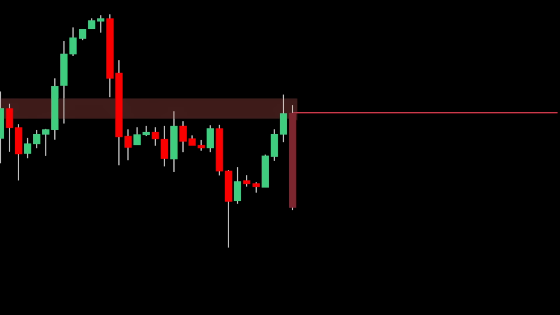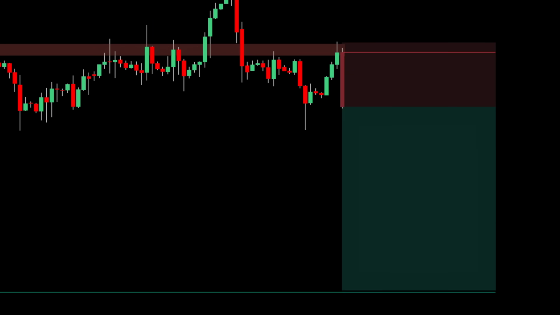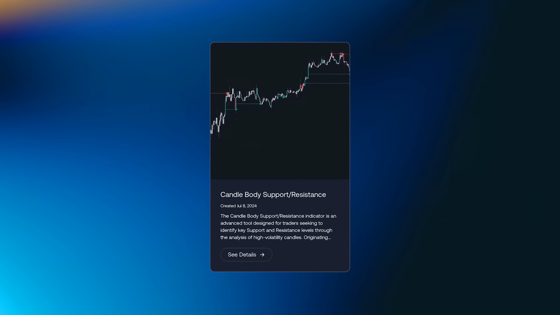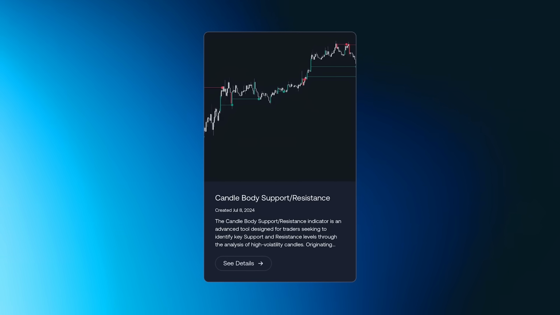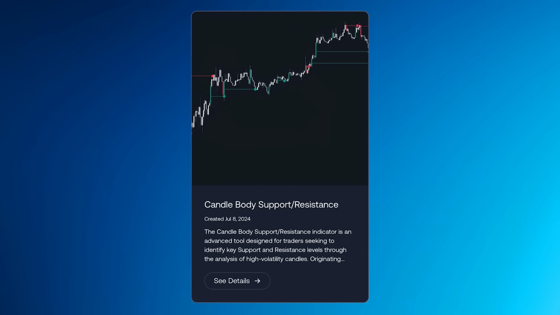What we want to see is a volatility spike, a candle that aggressively rejects the NeoCloud resistance. That's our entry. From there, we place our stop above the resistance line drawn by the volatile candle, and we set our target at a lower support zone formed by another high volatility event. And that wraps up our breakdown of the candle body support and resistance indicator, an intuitive way to pinpoint explosive price moments and uncover hidden support and resistance zones with precision.